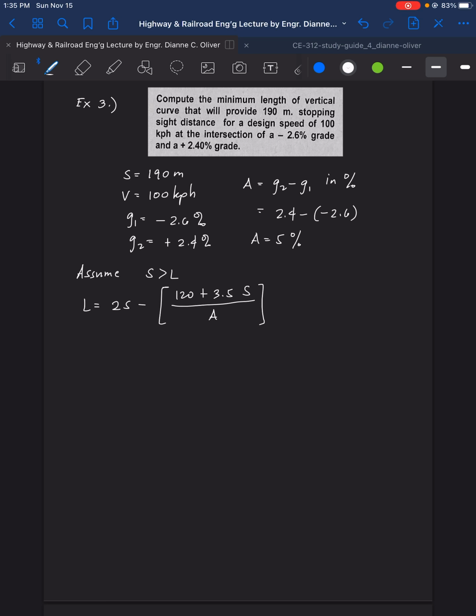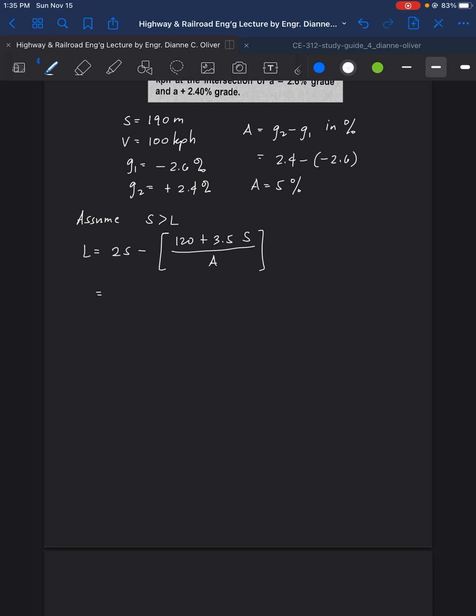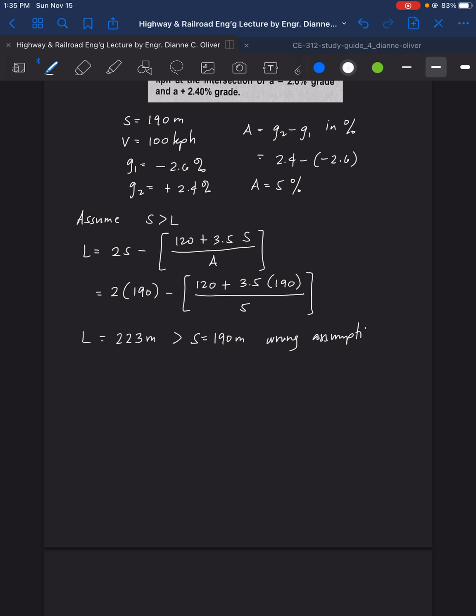Okay. So substitute the value for S, which is 190: L is equal to 2 times 190 minus 120 plus 3.5 times 190 divided by 5. So L is now equal to 223 meters, which is greater than S is equal to 190 meters. So it is a wrong assumption.